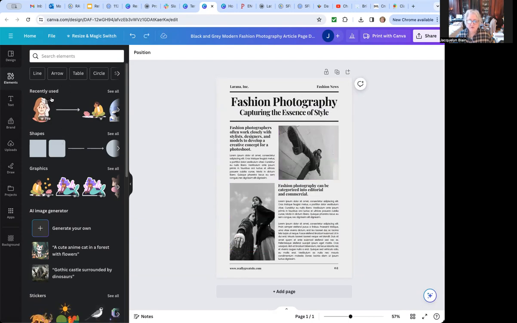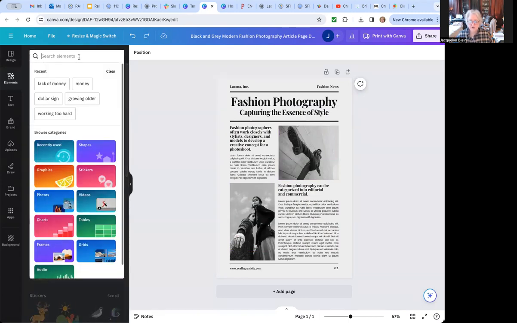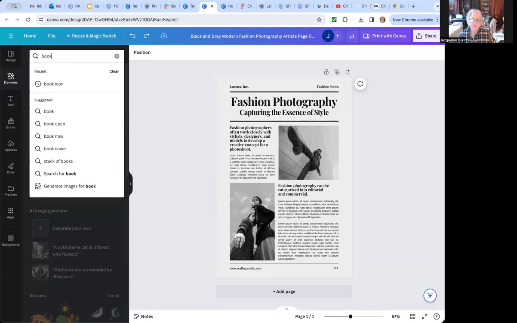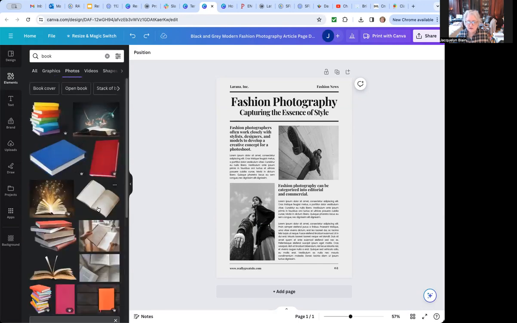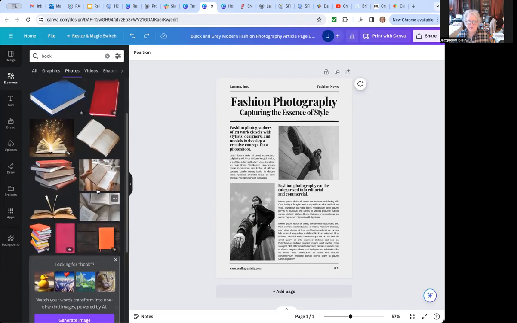Now, if you want to use a picture of a book, for example, okay? Lots of books. Now, what you want to avoid are the things with the little crown on them that says Pro. Those will cost you $1. So you're going to look for, let's say, photos, okay? Anything that doesn't have a crown is free, which is really nice. You don't have to go out and hunt for images.